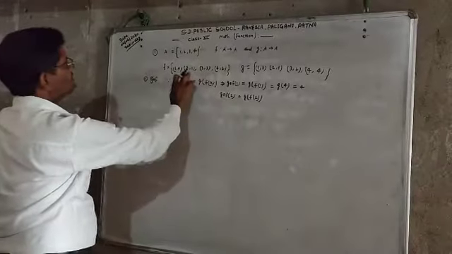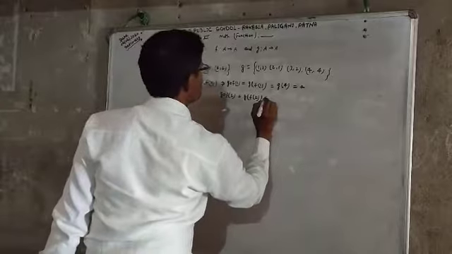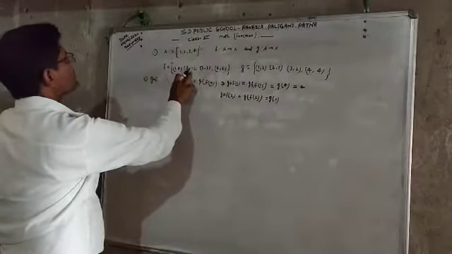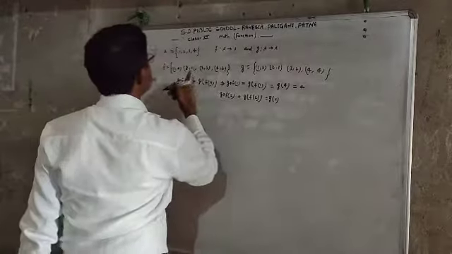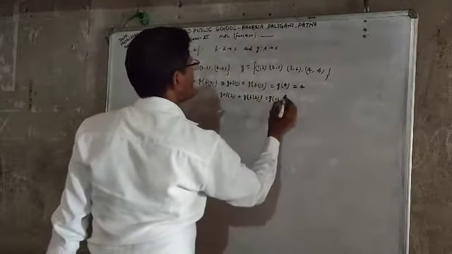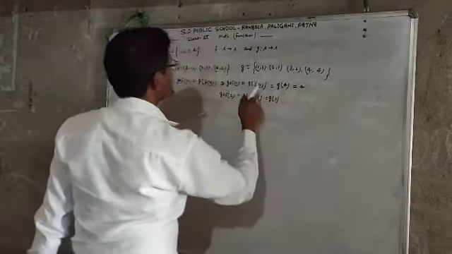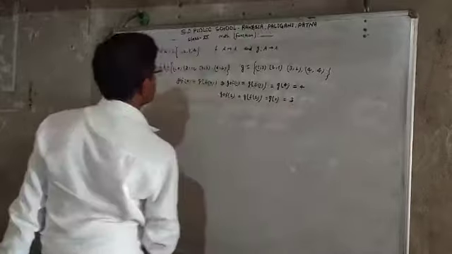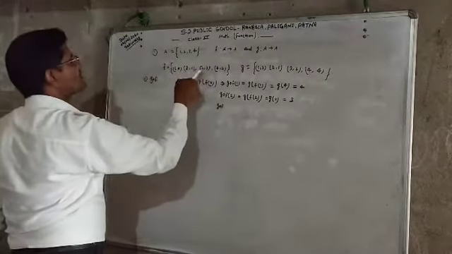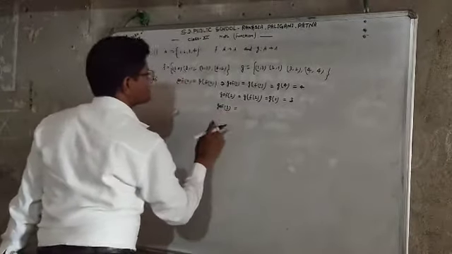Image of 2 equal to 1 means G1. G1 is equal to, from the second function, 1 and 1, G1 is 3. G1 equal to 3. Now we have to find GOF of the third element 3.